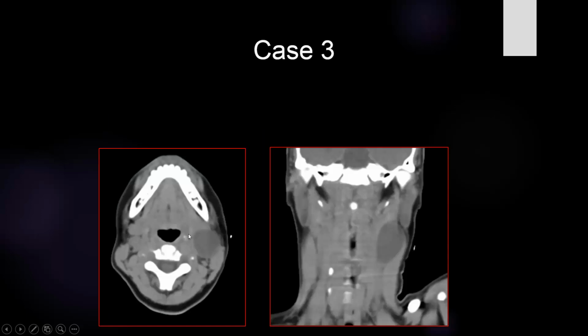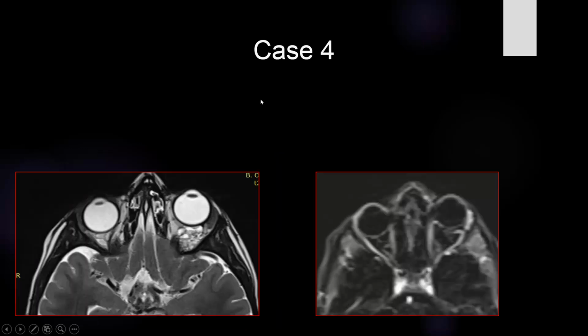This is a characteristic location and signal attenuation of the second branchial cleft cyst. In this location, behind the angle of the mandible, a cystic lesion is characteristic of a second branchial cleft cyst, left-sided second branchial cleft cyst.